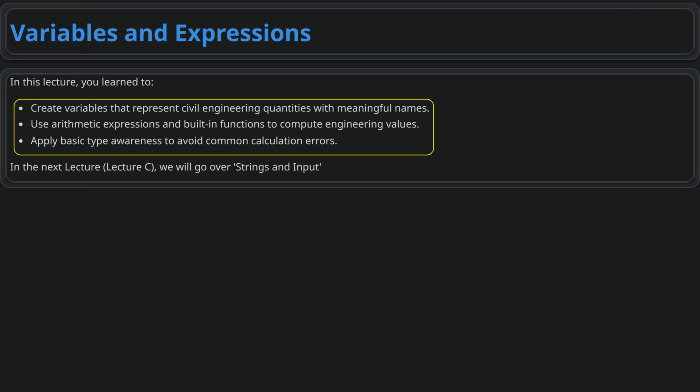In this lecture, you learn to create variables that represent civil engineering quantities with meaningful names, use arithmetic expressions and built-in functions to compute engineering values, and apply basic type awareness to avoid common calculation errors. In the next lecture, Lecture C, we will go over strings and input.